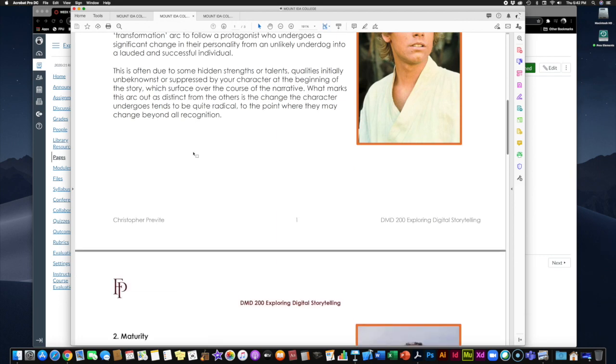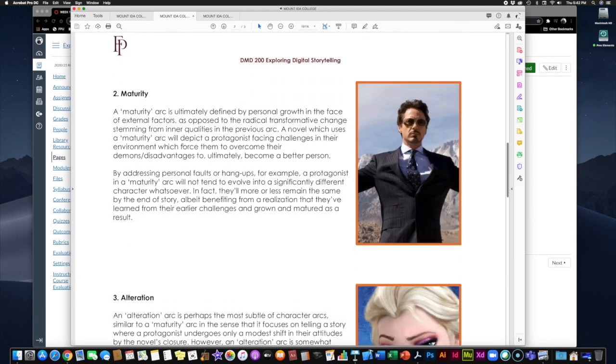Okay, so moving on. So that's the first story arc. Now, the second story arc falls into the category of maturity. Now, the maturity arc is similar in that, of course, the main character changes. This happens in all arcs, but in this case, the major change happening to our character, to our protagonist, is because of personal growth in the face of external factors, as opposed to a radical transformative change that comes from inner qualities that they previously had.